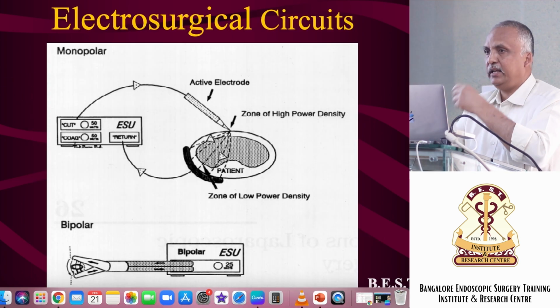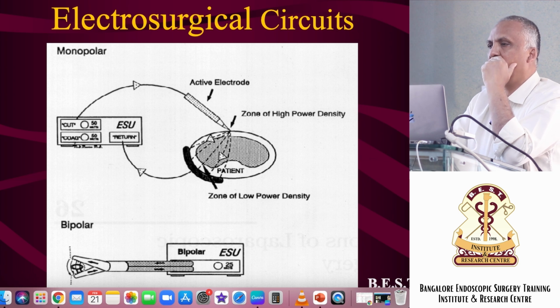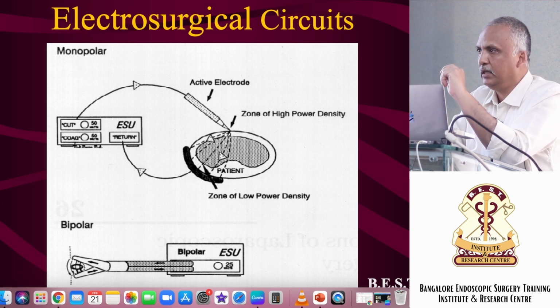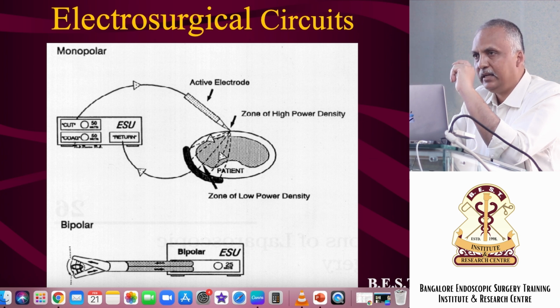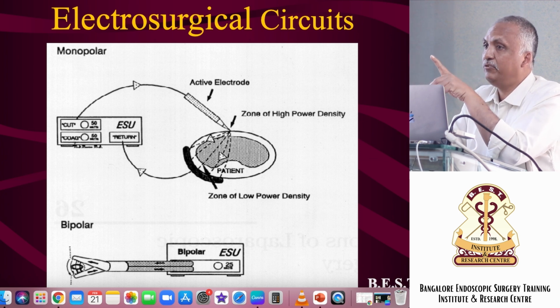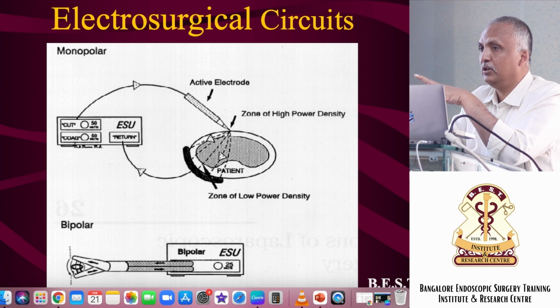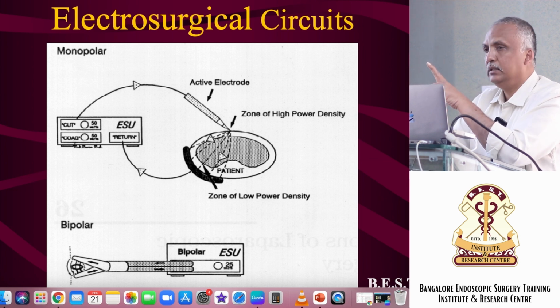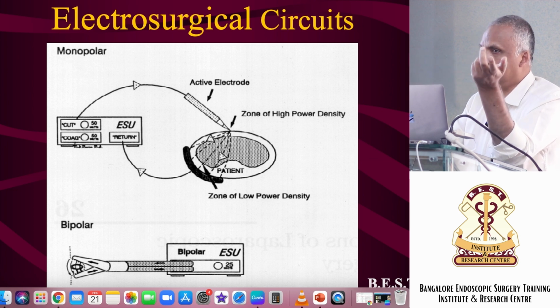Now, this is a very important slide. So, basically I told you one particular thing about electrosurgery. Electricity can pass only if it can return. It has to form a circuit. So, if you are wearing chappals, it does not pass through you. If you are not wearing chappals, it can pass through you and go to earth, and you get an electric shock. Okay?